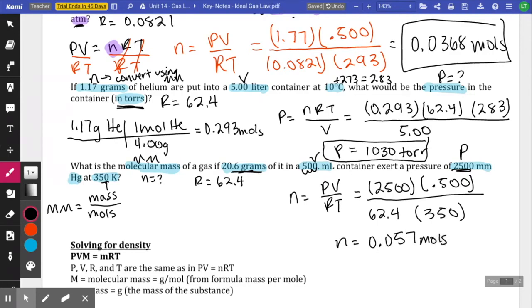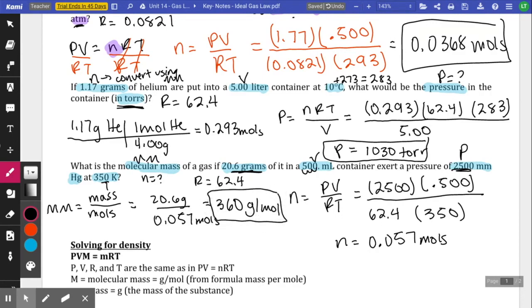All right. And so then I can plug that into my mass divided by moles equation. So my mass is 20.6 grams divided by my moles, which is 0.057 moles. And I got 360 grams per mole as my molar mass. I got 361, but since this only has 2 sig figs, I got 360 grams per mole.